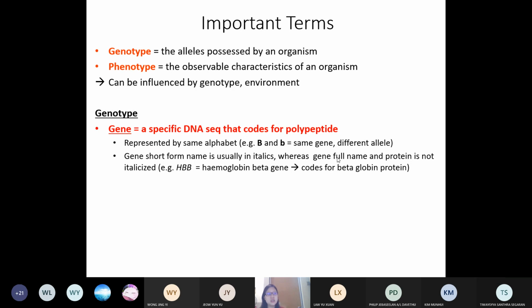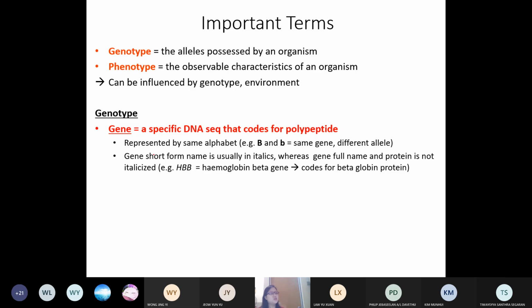It's talking about the same gene but different alleles. Okay, I will never say, hey, this gene has two alleles, A and B. Oh, that is wrong, right? It always has to be the same letter, same alphabet, but it could be capital or small.